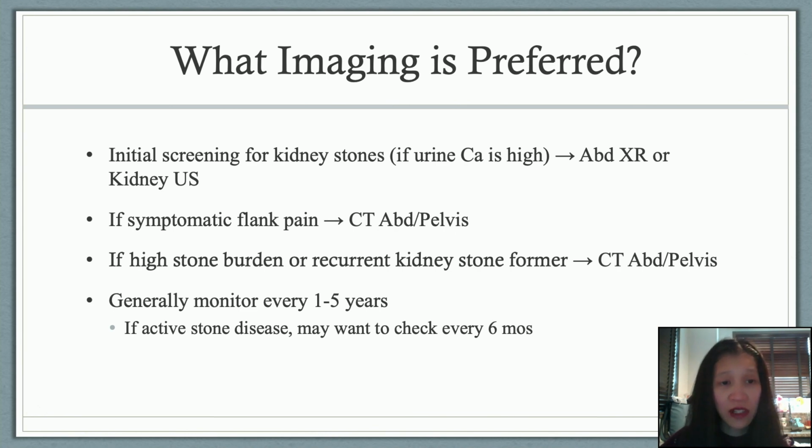there's a high suspicion for kidney stones, that might be a time that we just start with a CT abdomen and pelvis without contrast. Also, if you have high stone burden or recurrent kidney stones, we oftentimes can just monitor with a CT abdomen and pelvis because that immediately tells us if there are kidney stones in the kidneys and along the entire tract. Generally, I recommend monitoring every 1 to 5 years. If you have active stone disease, I'll check it even more often than that, like every 6 months, if you're an active stone former.